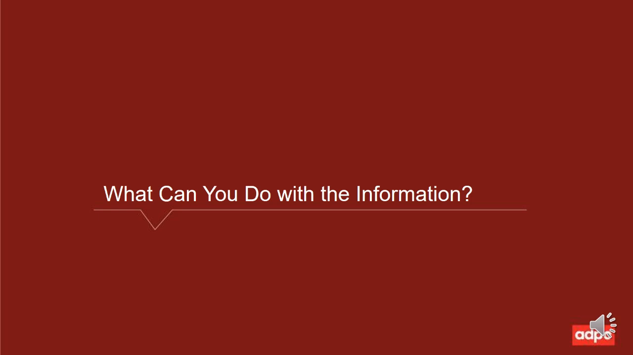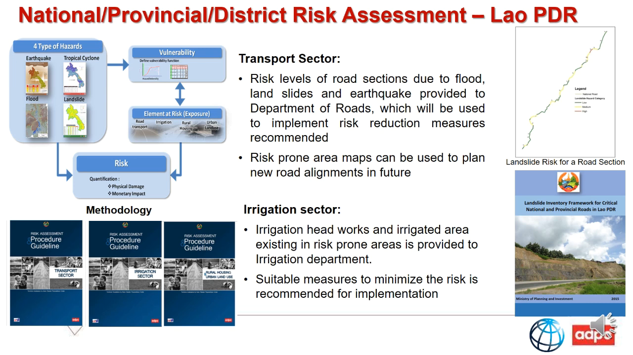What can you do with this information? Some of the examples that we used, one is in the transport sector. I can show you risk levels of road sections due to flood, landslide, and earthquake provided to the Department of Roads in some of the governments, where they use the maps and also all other work to take a decision in Lao PDR. Also, the risk-prone area maps have been used to plan new road alignment in future.